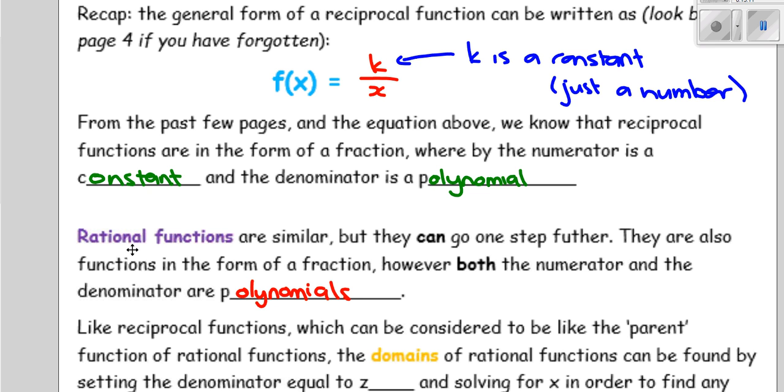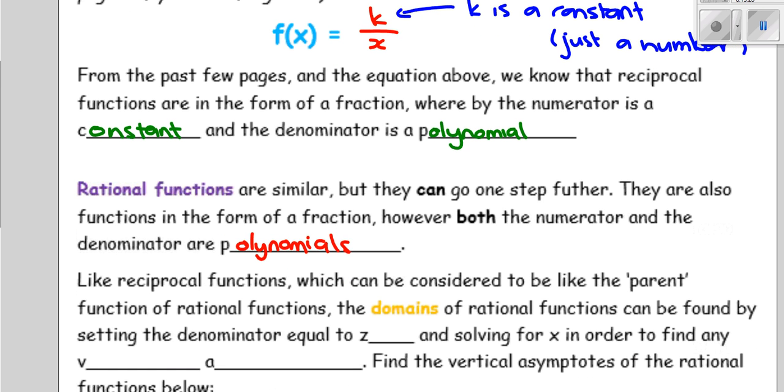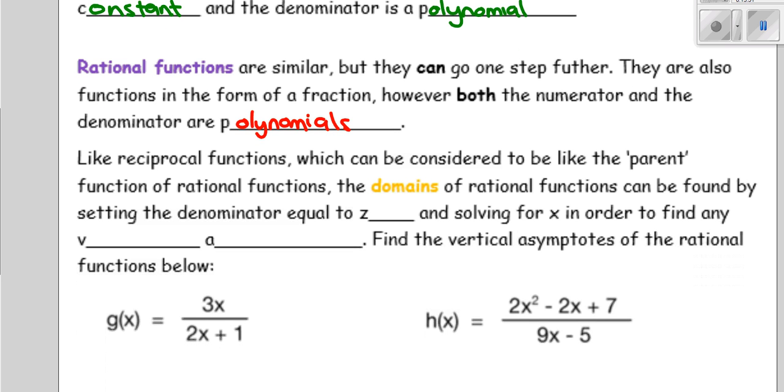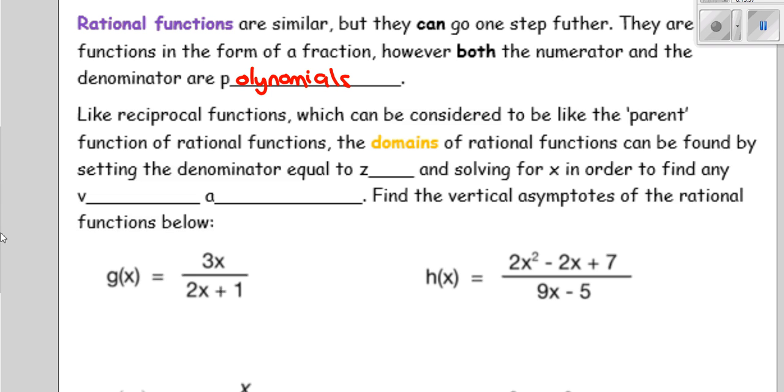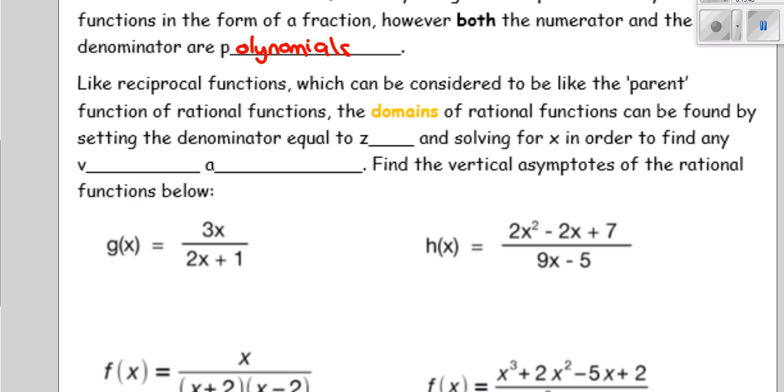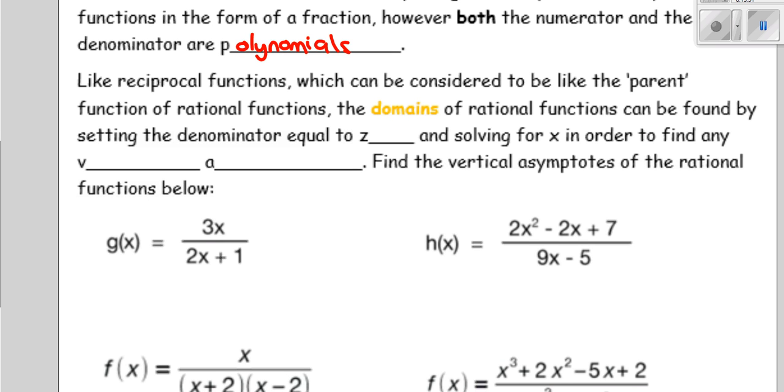Rational functions are similar, but they can go one step further. They're functions in the form of a fraction, like the reciprocal. However, both the numerator and the denominator can be polynomials. It could be a constant here, but quite often you'll find in the examples we're about to do, both the numerator and the denominator are polynomials, which makes the maths a bit more interesting. Here's some examples down here. Crazy functions. They're like functions that are fractions.